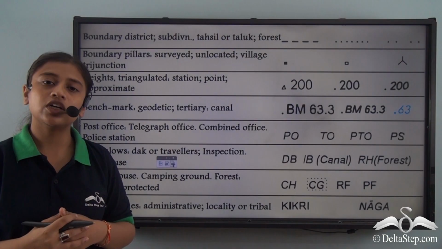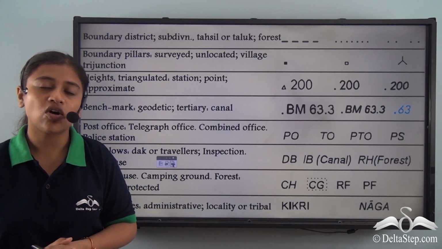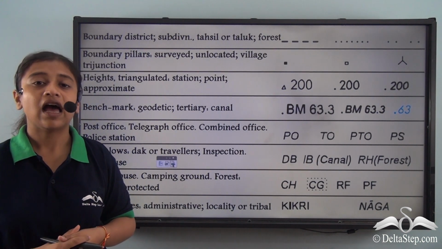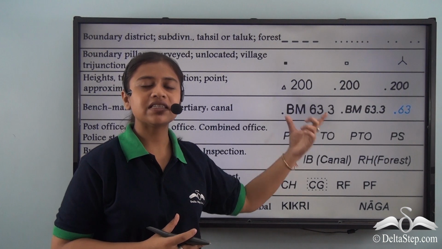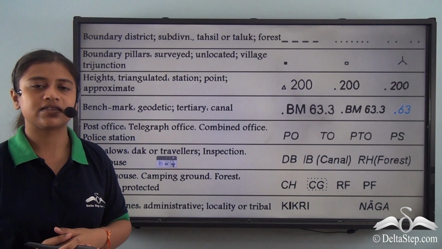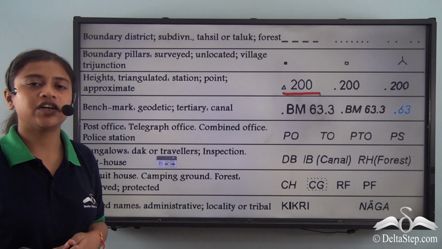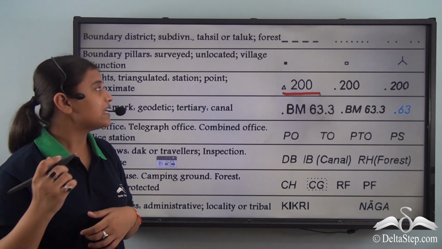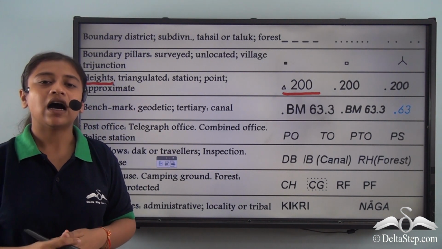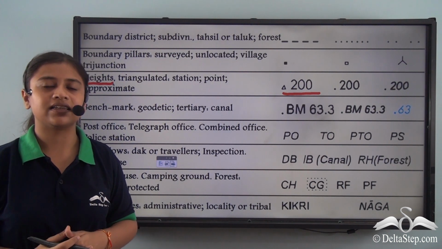So far, we took a look at so many symbols and different small drawings that are present on the topographical map and each represent a certain physical feature. Now, what about these written alphabetical symbols? Each of them also has a certain significance. For example, the 200 written here with a triangular empty shape indicates a height, a triangulated height. That is a height of a certain elevated area that has been measured statistically.